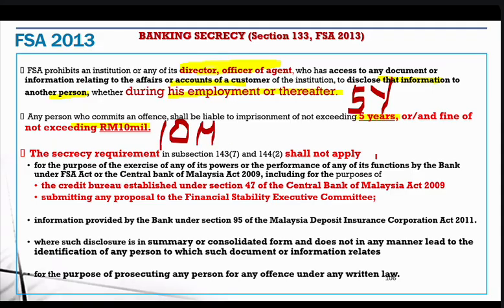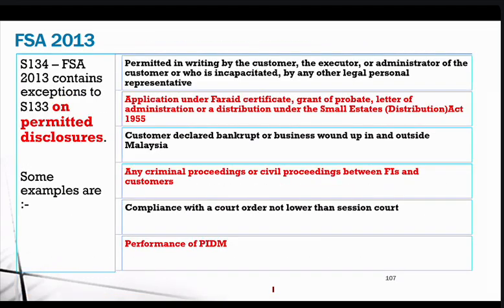Okay, so here for the bank, the secrecy requirement should not apply to the following scenarios. If it's used for credit bureau, if it's used for financial stability executive committee, information for PIDM, or if they disclose in consolidated form and do not identify any person, and prosecuting any person for any offense under written law. This one here on slide 134 is what they say are permitted disclosures. So these are the examples of permitted disclosure.